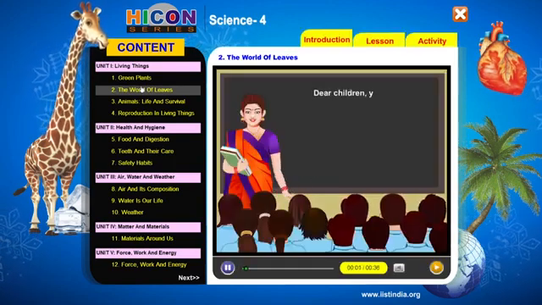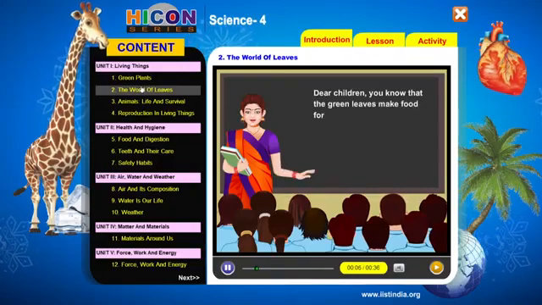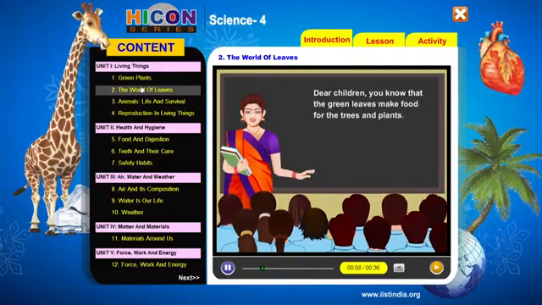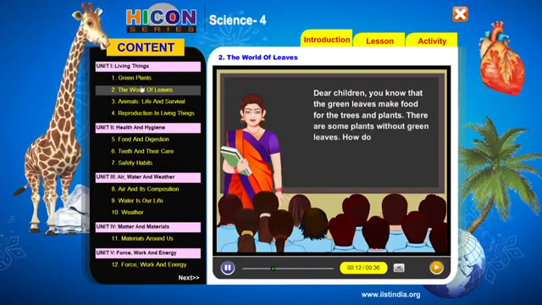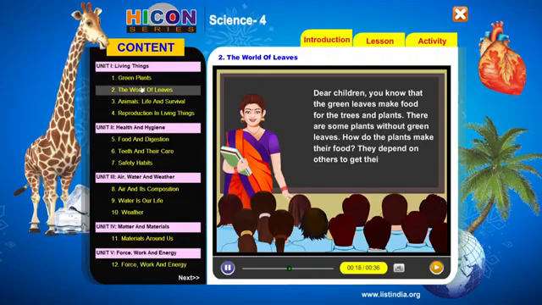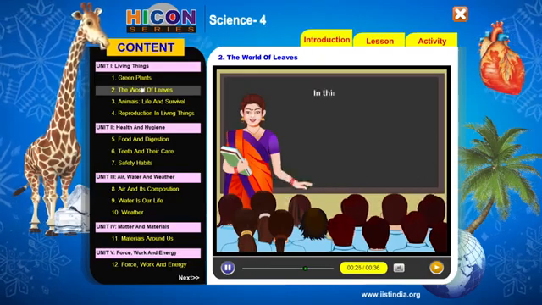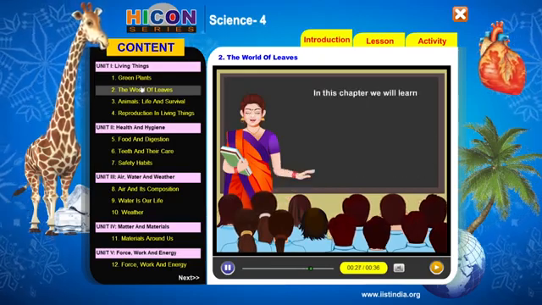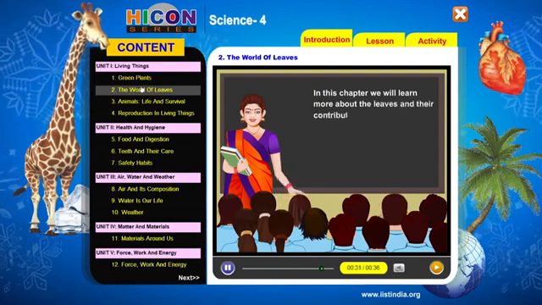Dear children, you know that green leaves make food for the trees and plants. There are some plants without green leaves. How do these plants make their food? They depend on others to get their food. We also see some plants with colorful leaves. In this chapter, we will learn more about leaves and their contribution to us.